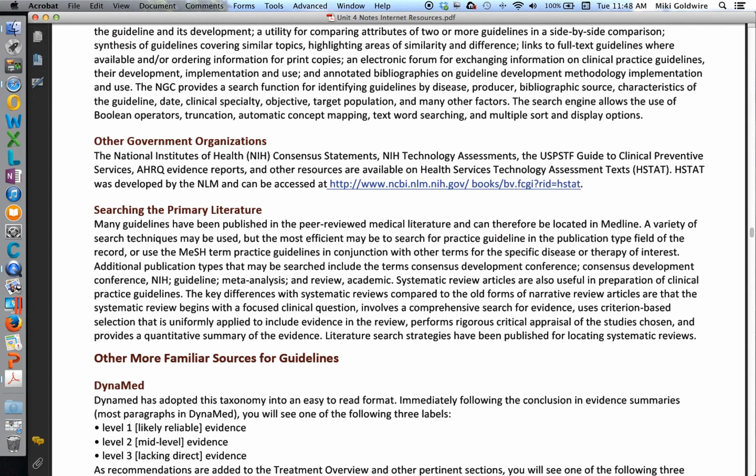The key differences with systematic reviews compared to the old forms of narrative review articles are that the systematic review begins with a focused clinical question. It involves a comprehensive search of the evidence, uses criterion-based selection that is uniformly applied to include evidence in the review, performs rigorous critical appraisal of the studies chosen, and provides a quantitative summary of the evidence. Literature search strategies have been published for locating systematic reviews. Remember, we can use the Cochrane database for systematic reviews and meta-analysis.